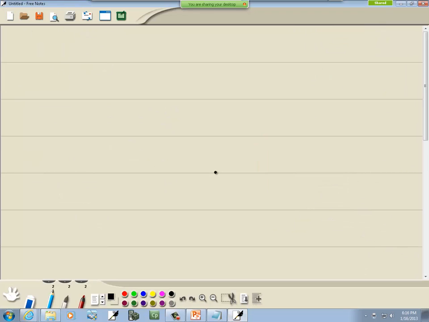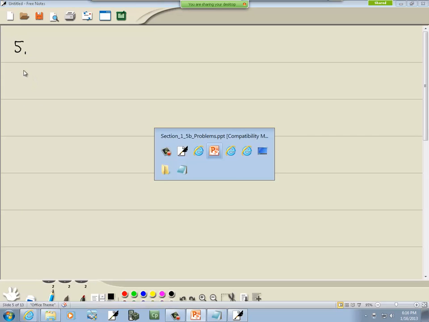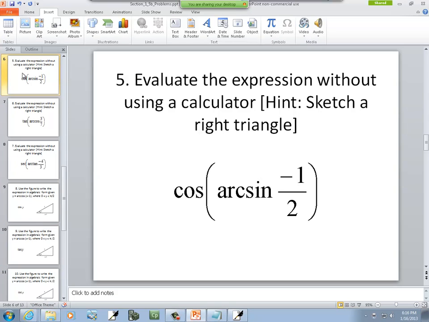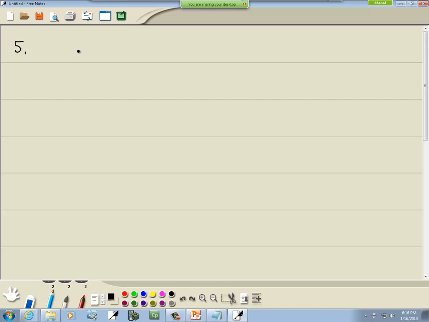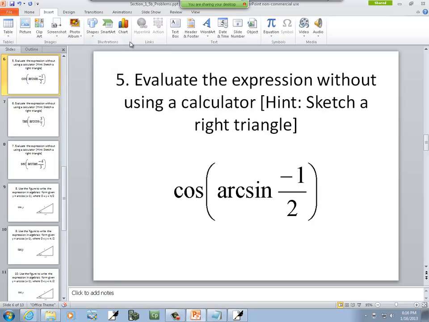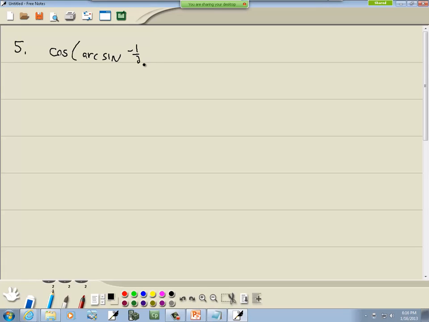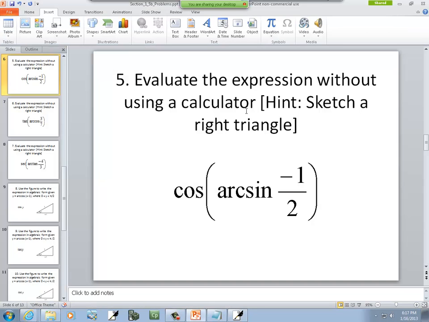And let's look at our next problem. So we got cosine of arc sine negative 1/2. I'm going to do these ones a little bit different than the instructions kind of imply. They say sketch a right triangle, but we'll do it another way.